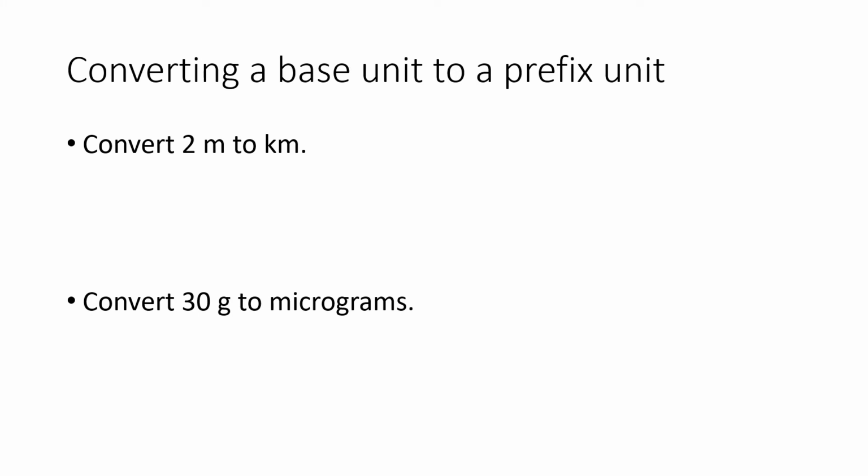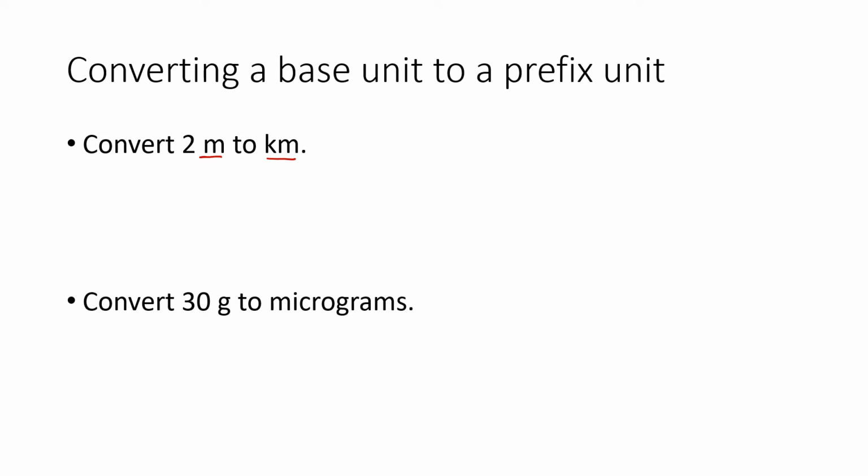Next, we're going to combine writing a conversion factor with actually converting a base unit to a prefixed unit. So let's try an example. Convert 2 meters into kilometers. So before we actually worry about doing any conversions, the first thing we want to do is write that conversion factor. And remember, there's 2 appropriate conversion factors you could write. So you have to decide how you're going to do that.